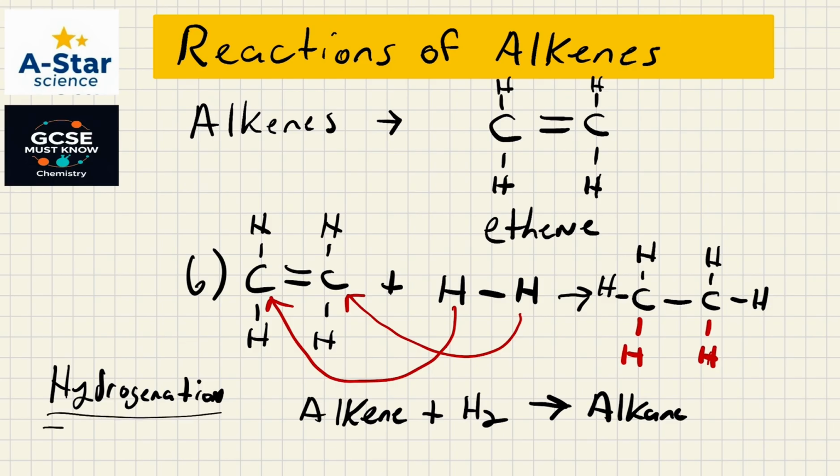Okay, and this is very useful, for example, when they make products such as margarine that people consume, it's by taking those unsaturated oils and fats, and they can saturate them with hydrogen to form an alkane. And alkanes would tend to be more solid at room temperature. So this is a very important reaction. So those are the main reactions of alkenes that you need to know.